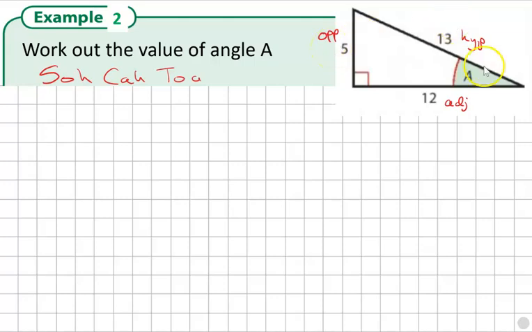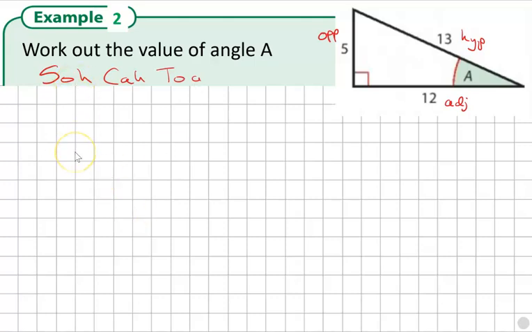So since we have all three sides, we can use SOH, CAH, or TOA. However, let's say we didn't have the opposite, and we only had the hypotenuse and the adjacent, we would have to use CAH because we'd have the adjacent and the hypotenuse. Let's say we didn't have the adjacent and we only had the opposite and the hypotenuse, we would have to use SOH. And let's say we didn't have the hypotenuse and we only had the opposite and the adjacent, we would have to use TOA. But because we have all three sides, we can use either SOH, CAH, or TOA. So I'm going to do it with all three, and we should get the same answer each time.